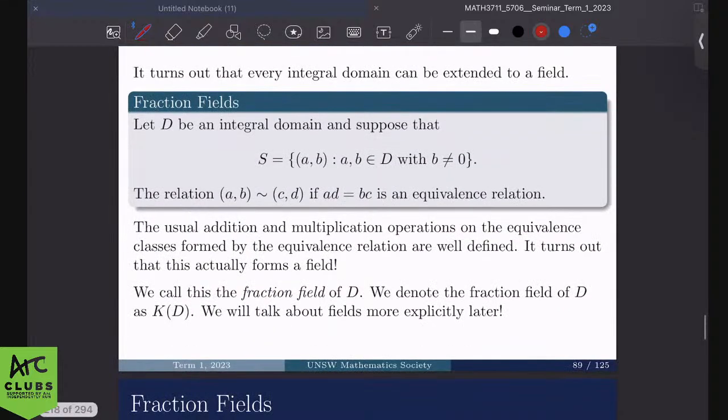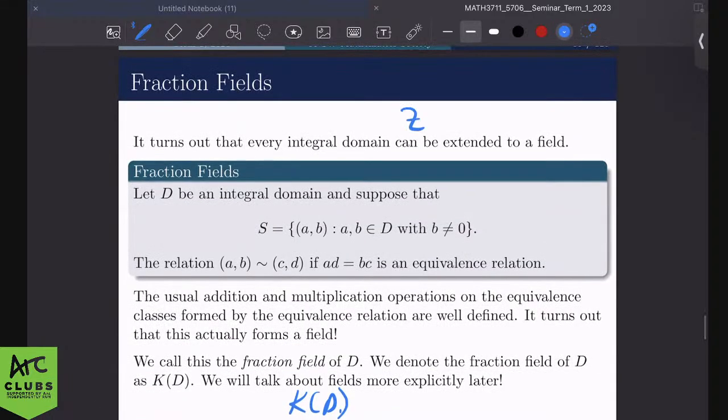All right, and we denote the fraction field of D as KD. So for example, the integers are an integral domain, but not a field. If you extend that to a field, you get the set of rationals, right? And the rational numbers are a field, okay?